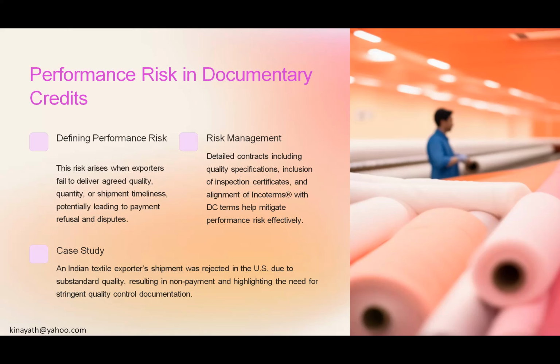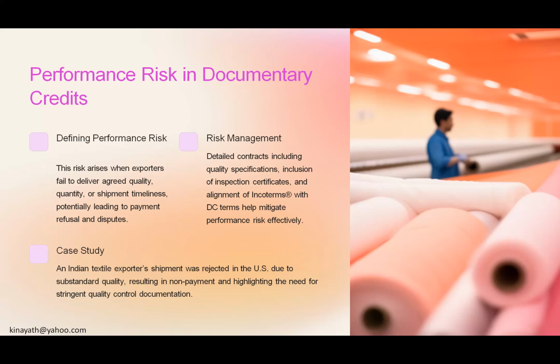So the mitigation is that the contract should have adequate details as to what is to be specified in which document, how and when. Then potentially there should be an inspection certificate by a third party, considered reliable by the exporter, so that the exporter will arrange for that certificate and submit it, and the importer will find satisfaction from a third party verification. Then one needs to align the Incoterms with the DC terms, because many times the performance issues happen because of certain small misunderstandings in the way that trade terms are agreed upon.